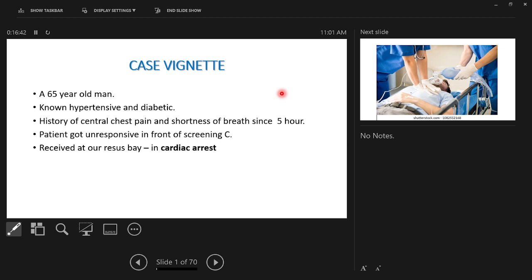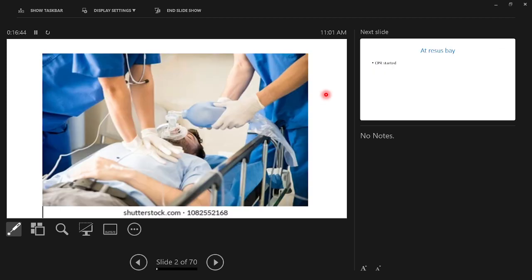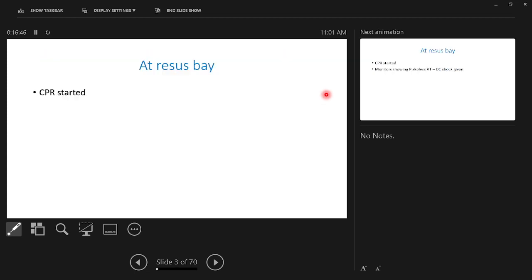So Dr. Karthik, you have given high quality CPR to that patient. And then what are the things that you have to monitor? You have to attach the monitor, and the monitor shows pulseless VT. What do you have to do?